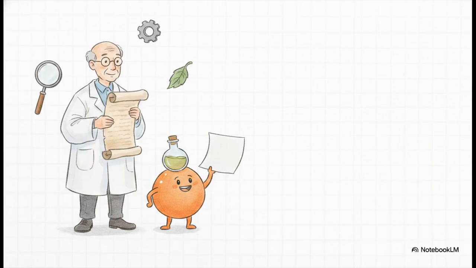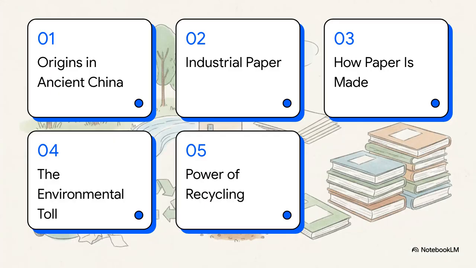So in today's explainer, we're demystifying a material we literally use every single day, from its ancient, kind of accidental origins, all the way to some truly massive modern engineering. Gooby and I are going to break down the science behind it so it all just clicks. Here is our roadmap for today. We will start with its origins in ancient China, move on to the industrial paper revolution, look at how modern paper is made, touch on the environmental toll, and finally explore the power of recycling.